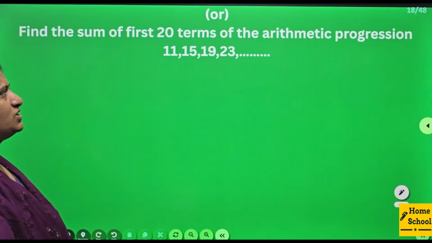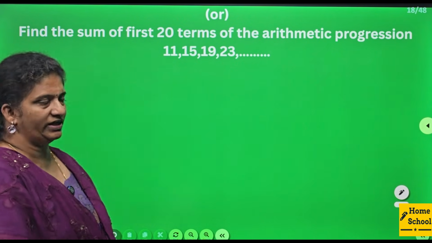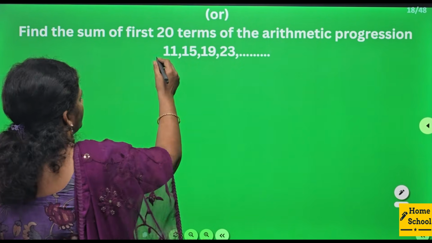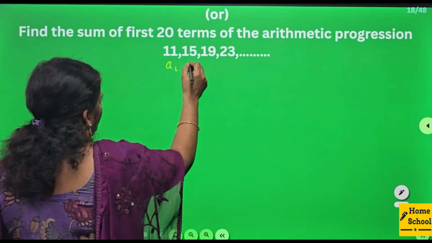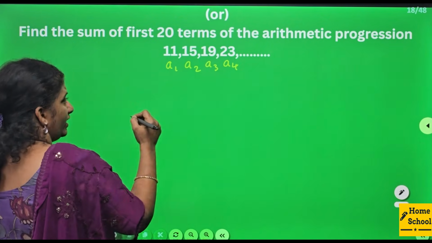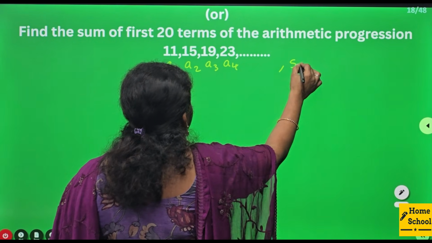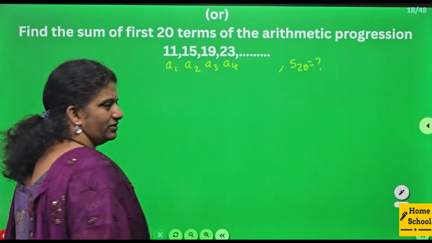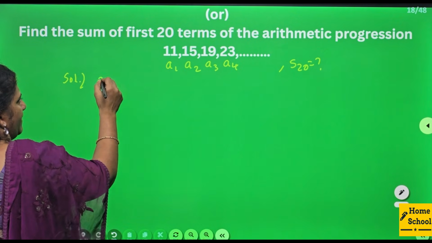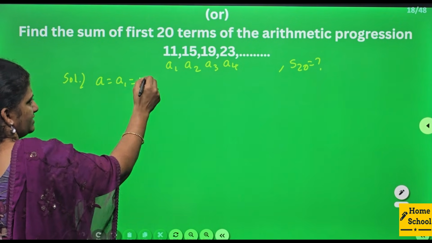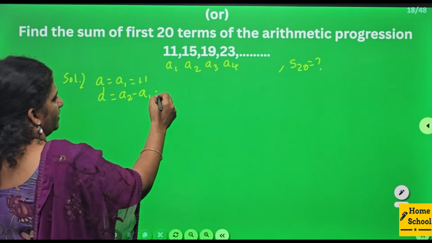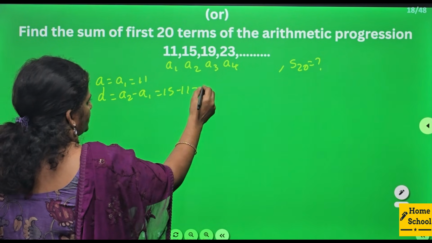Find the sum of first 20 terms of the arithmetic progression. Your progression is 11, 15, 19, 23. So for this only let me mark term number A1, A2, A3, A4, so on given. What did they ask here? They have asked a sum of 20 terms is your question. First let us find A. A is A1, that is 11. Common difference is A2 minus A1, that will be 15 minus 11 is equal to 4.